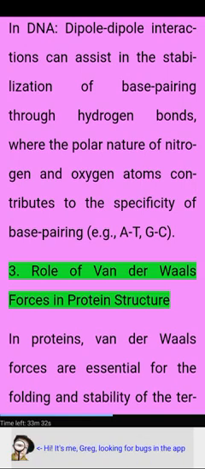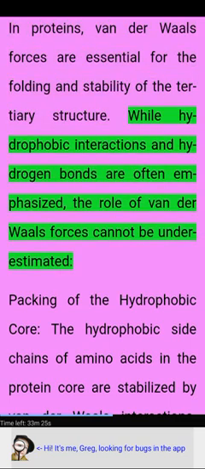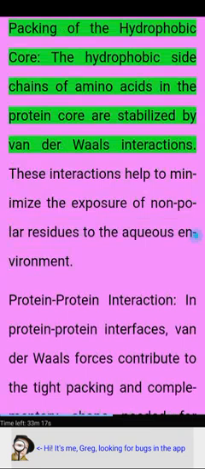3. Role of Van der Waals forces in protein structure. In proteins, Van der Waals forces are essential for the folding and stability of the tertiary structure. While hydrophobic interactions and hydrogen bonds are often emphasized, the role of Van der Waals forces cannot be underestimated.